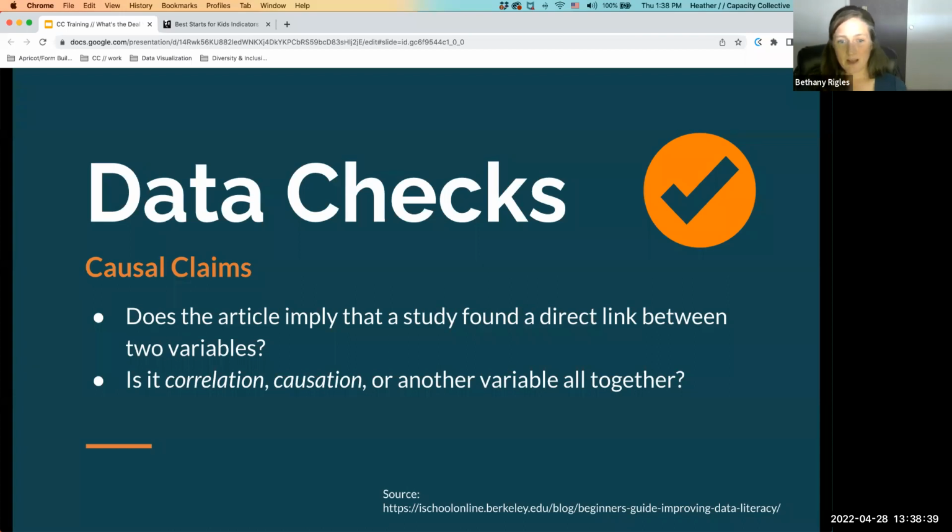All right, so our next data check involves watching for those causal claims. So thinking through if an article or report you're reading implies that a study found a direct link between two variables. Does that seem plausible? Or is it actually a causation or correlation? Or is it some other variable altogether, making it appear as though two unrelated things are connected?